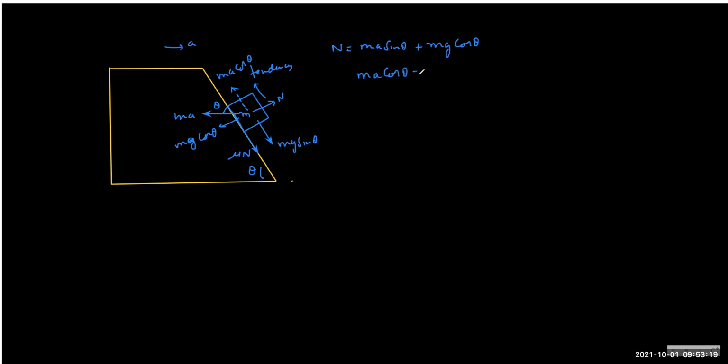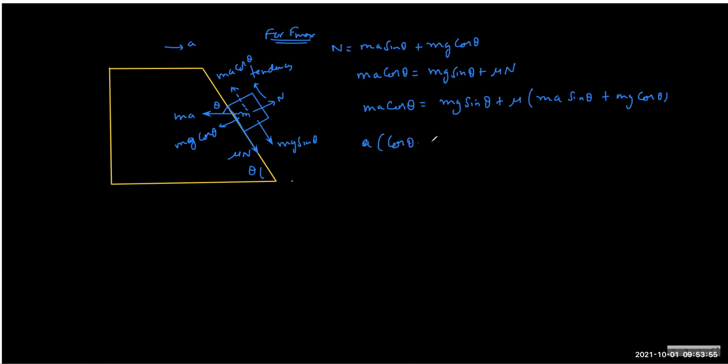So now ma cos theta is equal to mg sin theta plus mu N. This is for F max. And if you rearrange, mu into ma cos theta, you can take a common and you can see cos theta minus mu sin theta, and you can take g common, so sin theta plus mu cos theta. So the only difference is the change of sign.